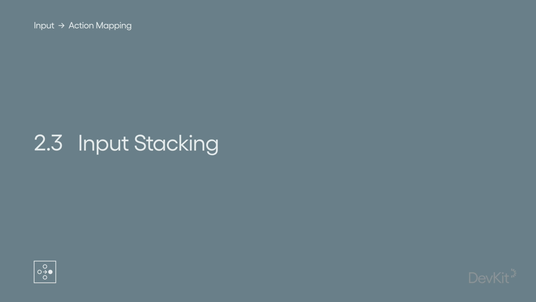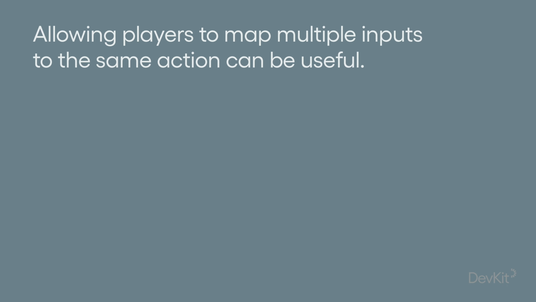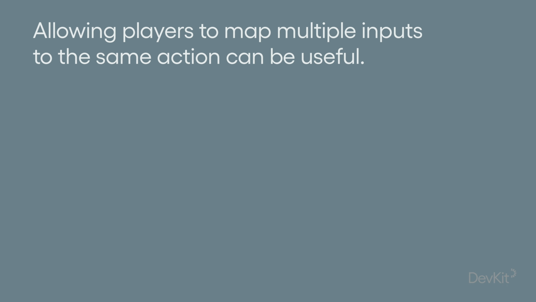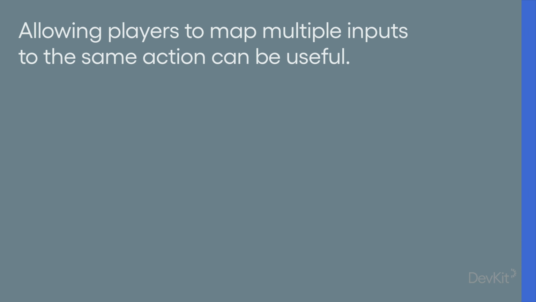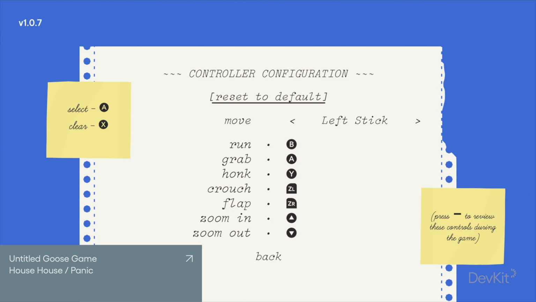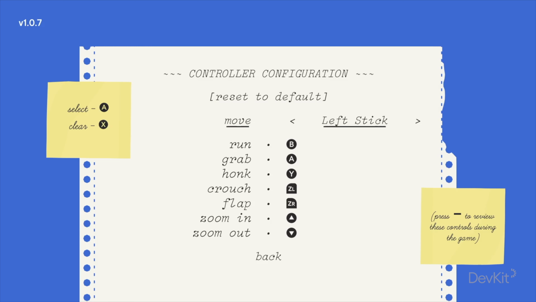2.3. Input stacking. Allowing players to map multiple inputs to the same action can be useful. Often a game will overwrite the default input when remapping in order to conserve inputs, but in games where spare inputs are available, players may want to use multiple different inputs to perform the same action.